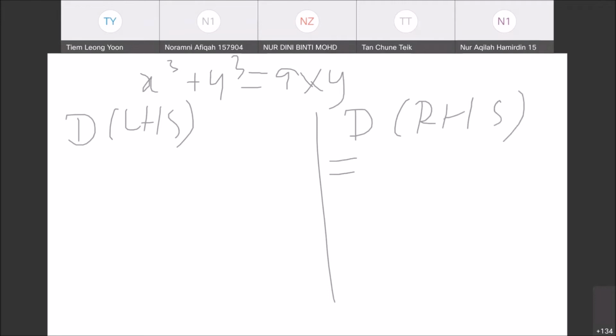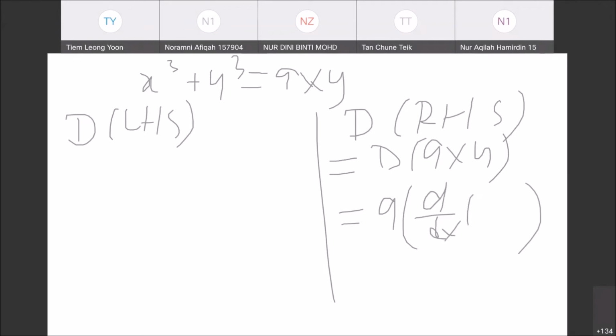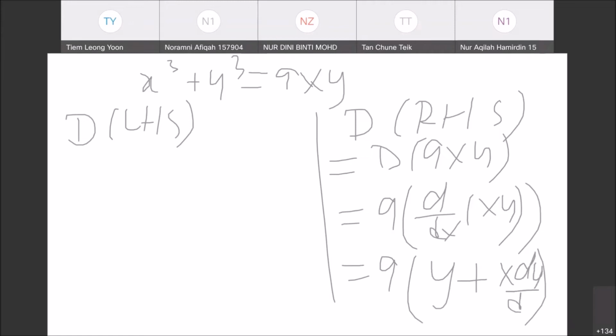So the right hand side is just the derivative of 9xy. The 9 will always be pulled out. Then you have the derivative of xy. This is nothing but a sum of two terms: d dx of x times y is just y plus x dy dx. Okay, so that completes the right hand side.